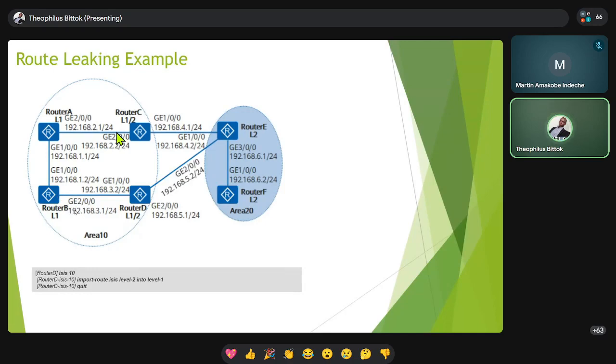And as I told you, L1 routers only know the routes within their area. So basically, router B and router A know routes just within area 10. They have no idea about the routes in area 20. Those are the routes belonging to router E and router F. So basically, you may want to import those routes. So in Huawei VRP, this is the syntax that you use to import.